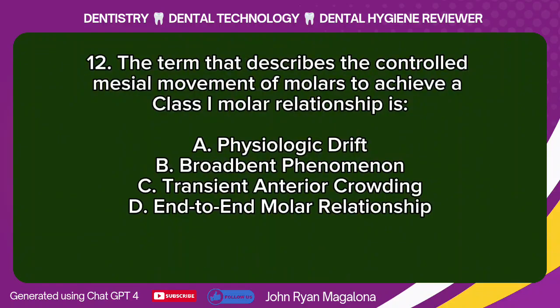12. The term that describes the controlled mesial movement of molars to achieve a Class 1 molar relationship is: A. Physiologic drift. B. Broadbent phenomenon. C. Transient anterior crowding. D. End-to-end molar relationship. Answer: A. Physiologic drift.